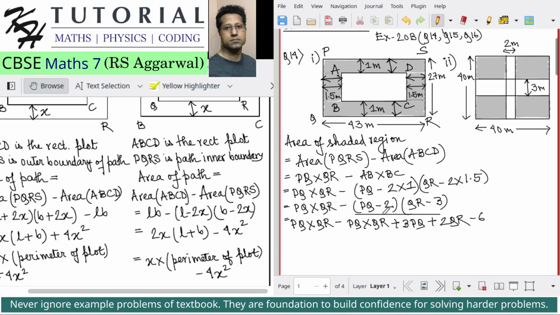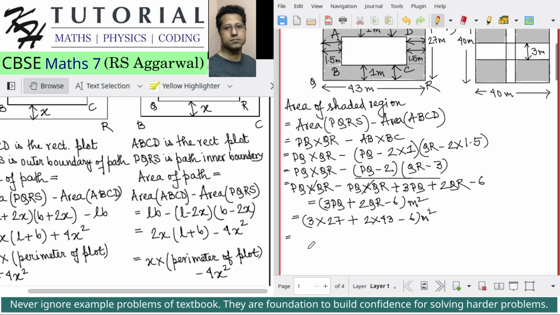Okay. So, the two PQ multiplied by QR terms get cancelled out, and this is equal to 3 PQ plus 2 QR minus 6 meter square. Now, we can enter the values of PQ and QR. So, this is 3 multiplied by PQ, which is 27, and 2 into QR, which is 43, and we have minus 6, this much meter square.